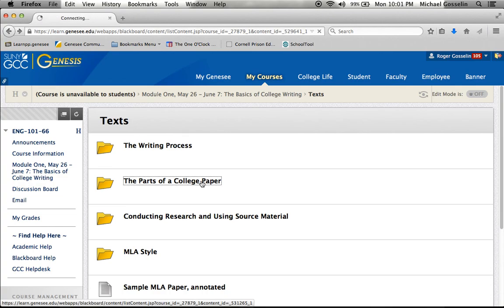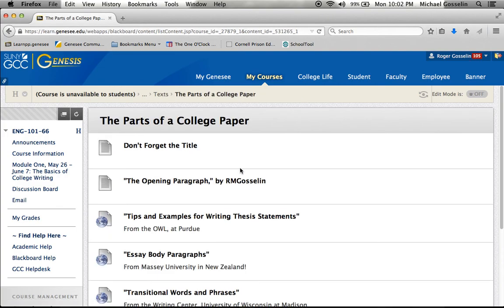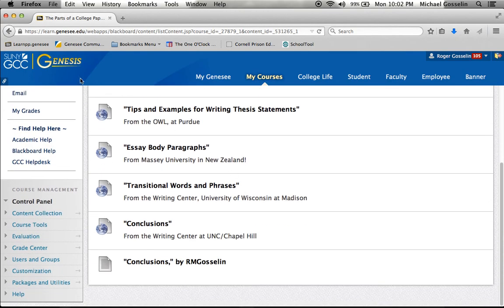Paper. Everyone's freaked out about the introductions and the conclusions, but don't worry about that too much. The middle of the paper is more important. Read all this stuff.